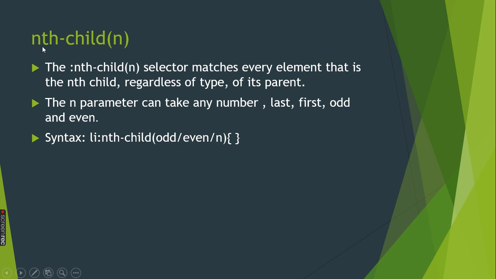So what it is, friends, it is actually taking from the selector. Suppose I have a list, a number of list items, and this is the li, and I'm choosing nth-child, and this nth-child takes some parameter that can be odd, even, or any number. Let me explain with an example, you will understand properly.